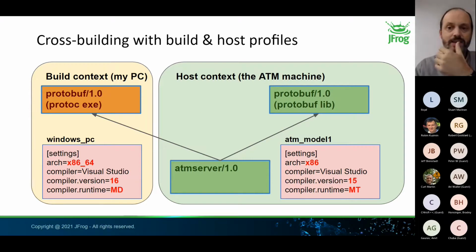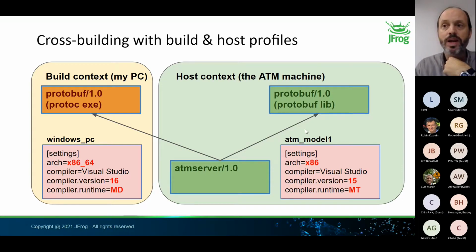Okay, so when I build this, and if this communicates via protobuf, I need the protobuf 1.0 package, okay, built with these settings, with 32 bits, basically with the ATM Model 1 profile, which will be the profile that is going to be also used by the ATM Server 1.0 application that runs in the ATM machine.